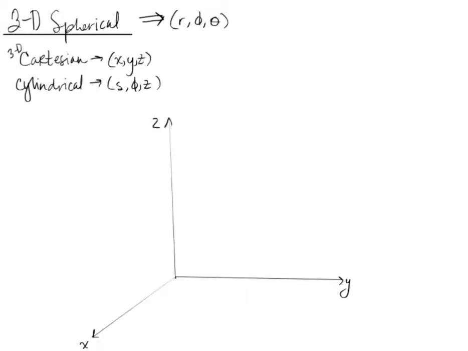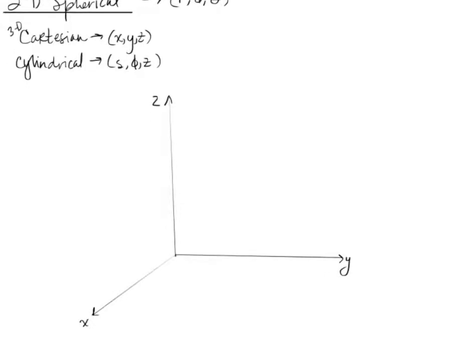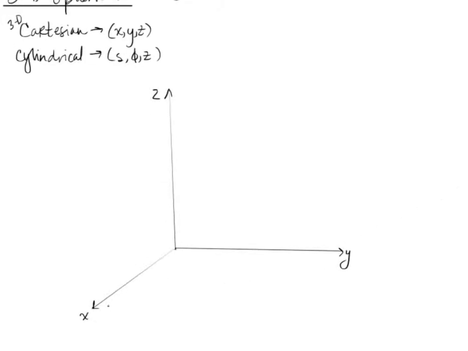So we can begin by drawing our axis, and we have our major axis x, y, and z. And next we want to have a point, and we want to project that point into the xy plane. And if you can recall, we defined s to be the distance from the origin to the projected point in the xy plane, and it makes the angle phi with the x-axis.